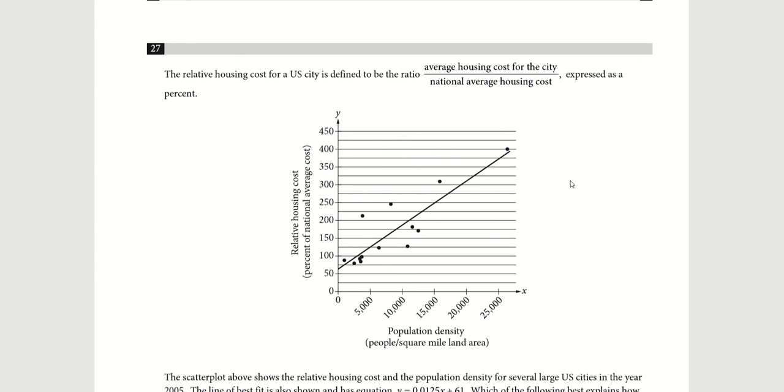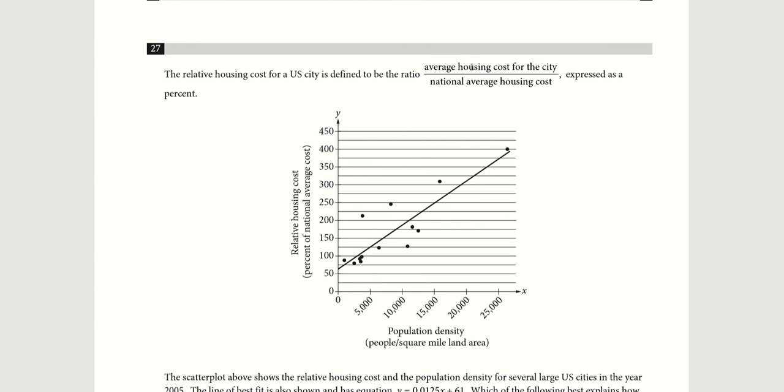So I think this one's a bit of a weird question, but let's take a look at it nonetheless. The relative housing cost for a U.S. city is defined to be the ratio between the average housing cost for the city over the national average housing cost. Okay, so it's just comparing the housing cost in a city to the national average, and it's expressed as a percent.